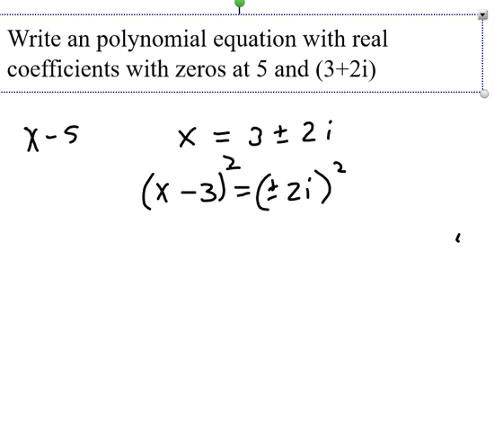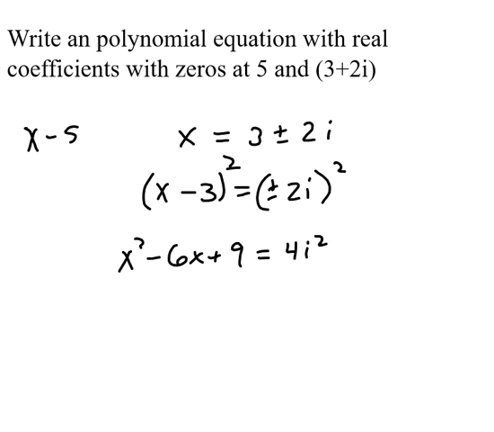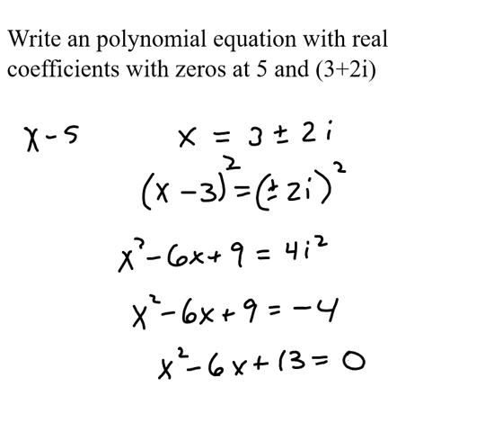Now on the left, I'm going to FOIL that. That's the biggest mistake people make on this method. They forget to FOIL. Don't be foiled by foiling. Plus or minus squared will still be positive, and then this will be 4i squared. Now 4i squared is negative 4. I get x squared minus 6x plus 13 equals 0. So there's the quadratic that has those 3 plus or minus 2i as the roots.